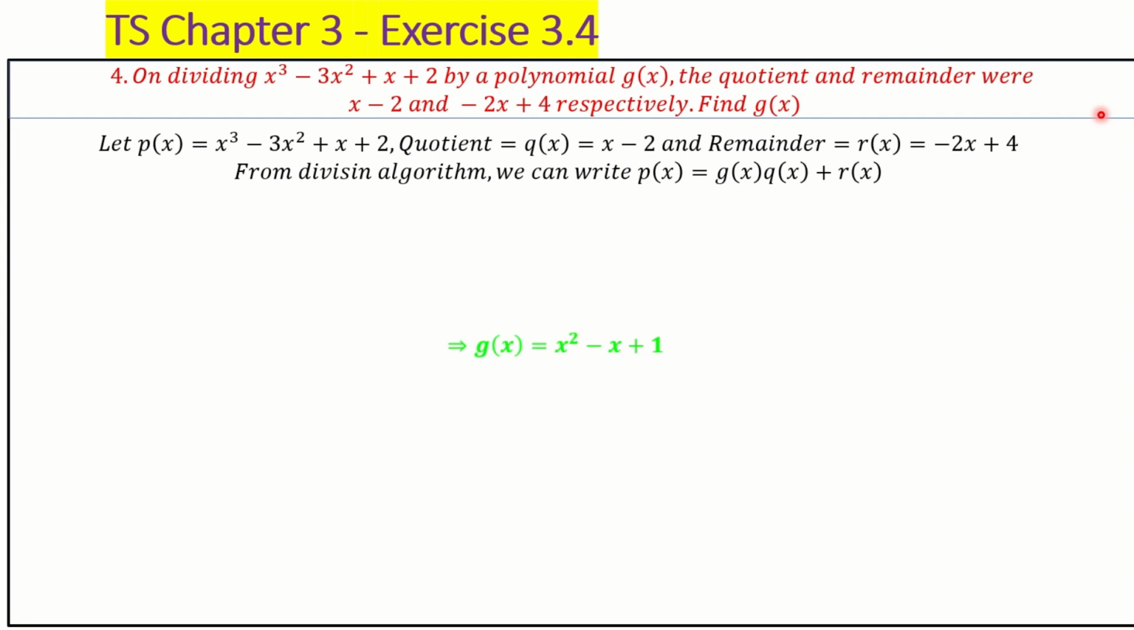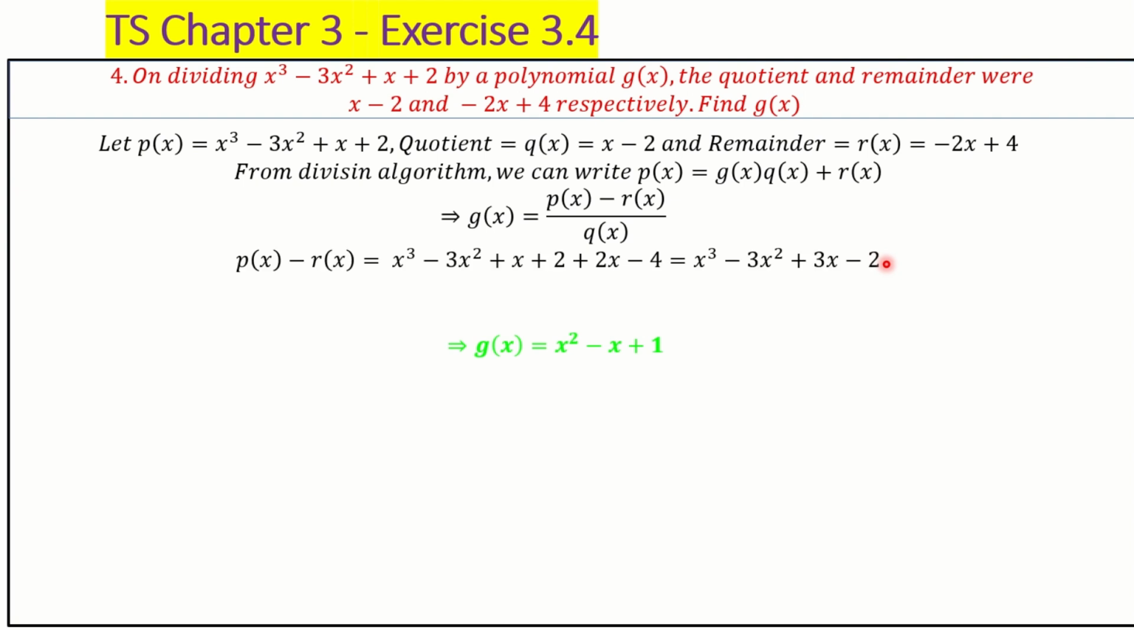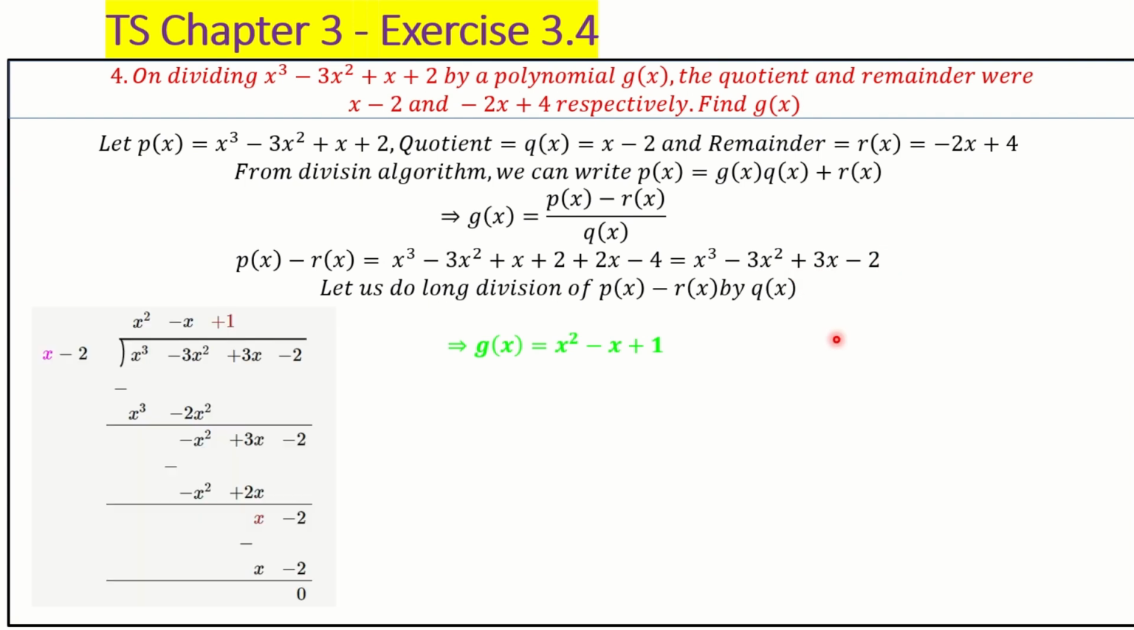So what you follow is basically p of x equal to g of x into q of x plus r of x. So g of x is nothing but p of x minus remainder divided by quotient. If you subtract, what you will get is x cube minus 3x square plus 3x minus 2. So you do a long division with x minus 2, which is the q of x. It should divide basically. So it divided and you got 0 remainder there. So g of x is nothing but x square minus x plus 1.